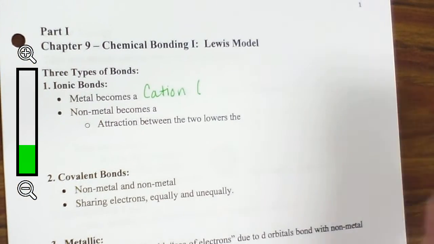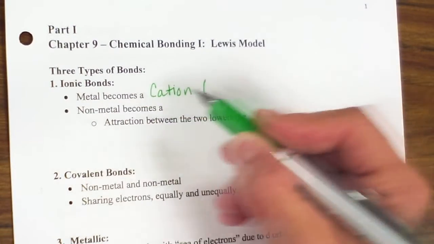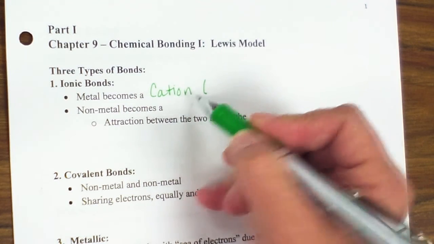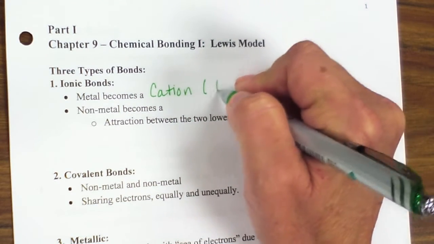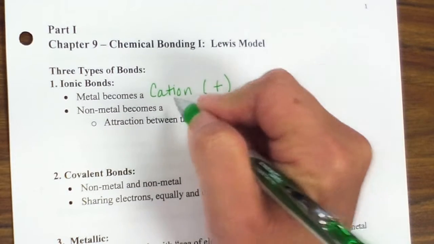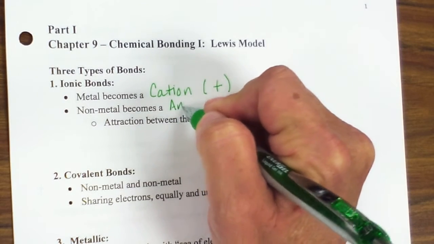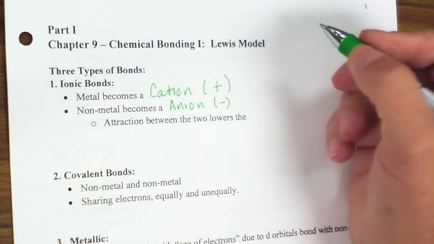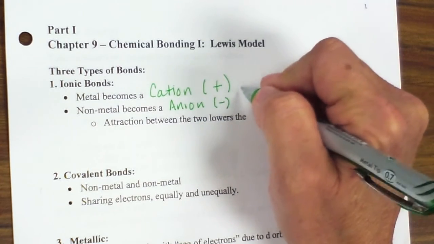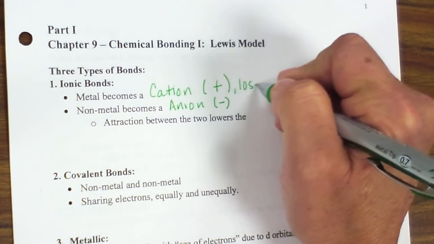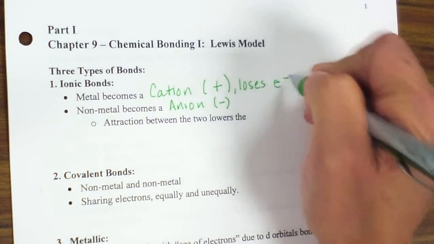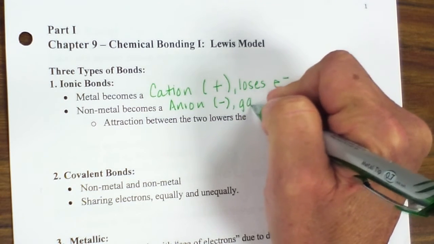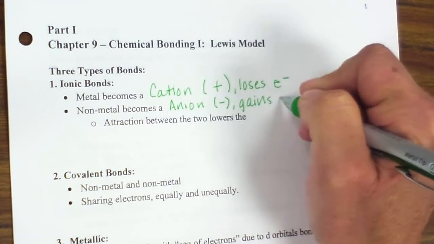All right, three types of bonds. The first one is an ionic bond, when the metal becomes a cation, and the cation is going to be positive, and then the nonmetal becomes an anion, and the anion is negative. So the cation loses electrons, the anion gains electrons. And so this is very common.